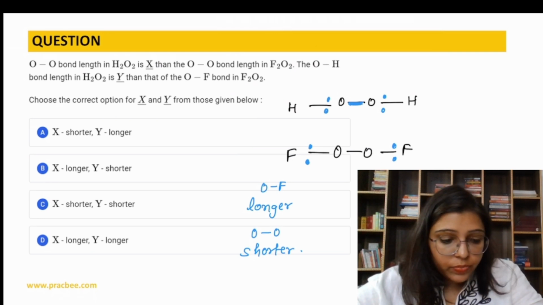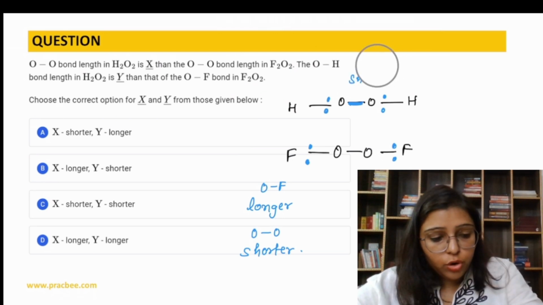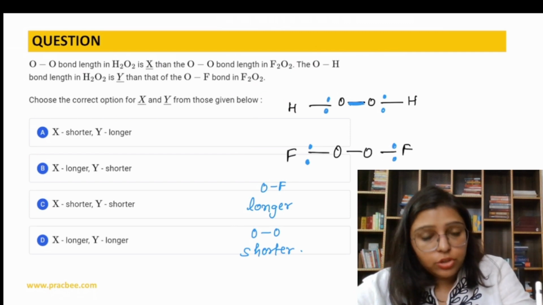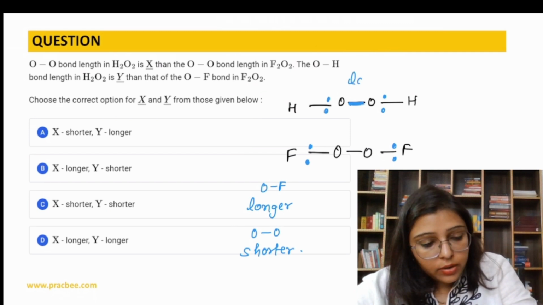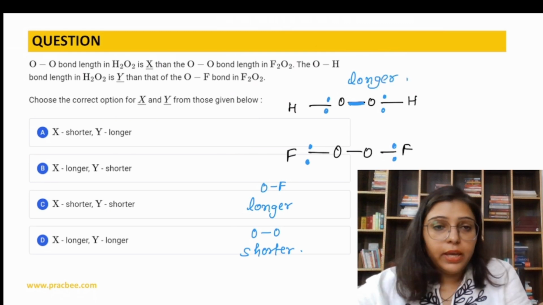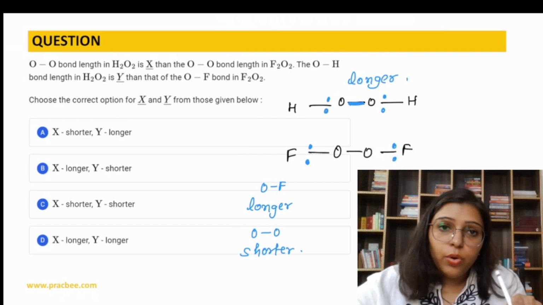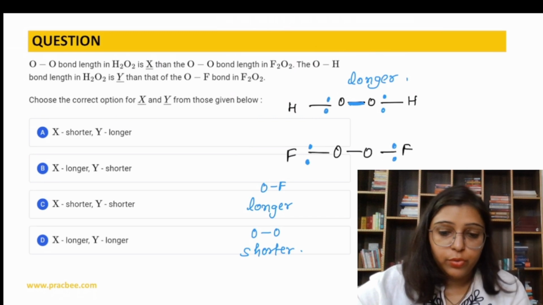So here we can say that keep oxygen. If this is longer, or we can say this is again shorter. But if I want to do the comparison, so OO bond in H2O2 is longer than OO bond in O2F2. And OH bond in H2O2, right, is shorter than that of OF bond in O2F2, right?